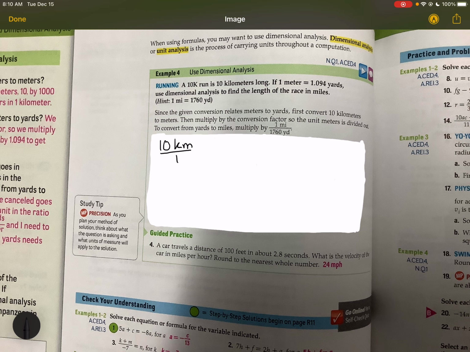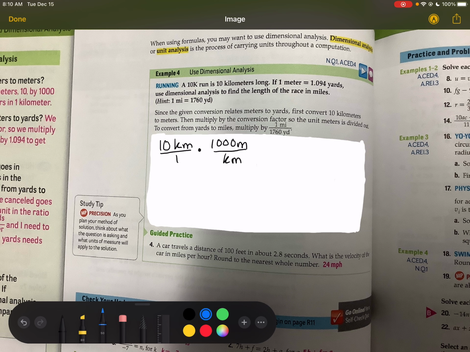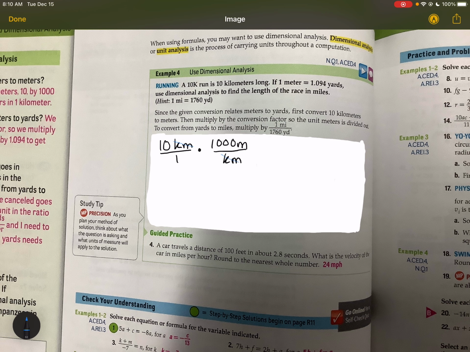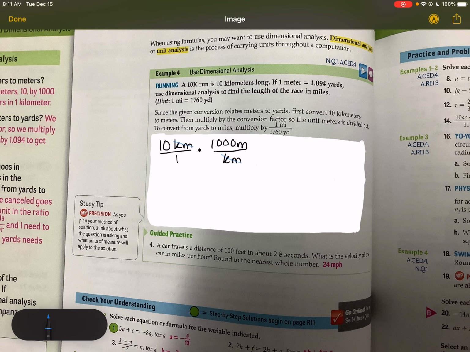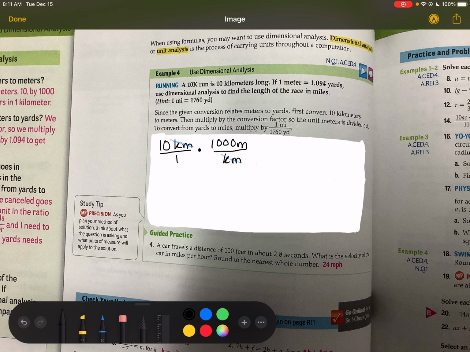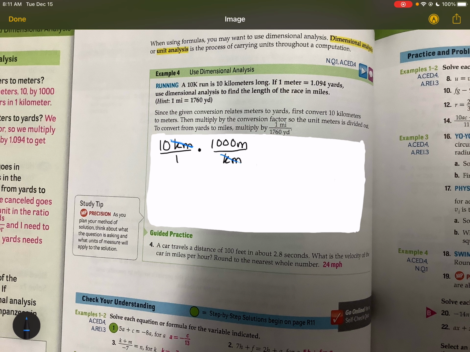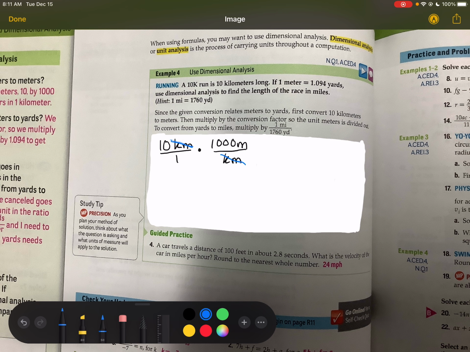So to go from kilometers to meters, there is 1,000 meters in a kilometer. And the reason that I want to put kilometers on the bottom is because I want my kilometers here to cancel out. So I want those to end up canceling so that I'm left in the end with miles, because I'm trying to convert this to miles. So that's why I have one on the top, one on the bottom.